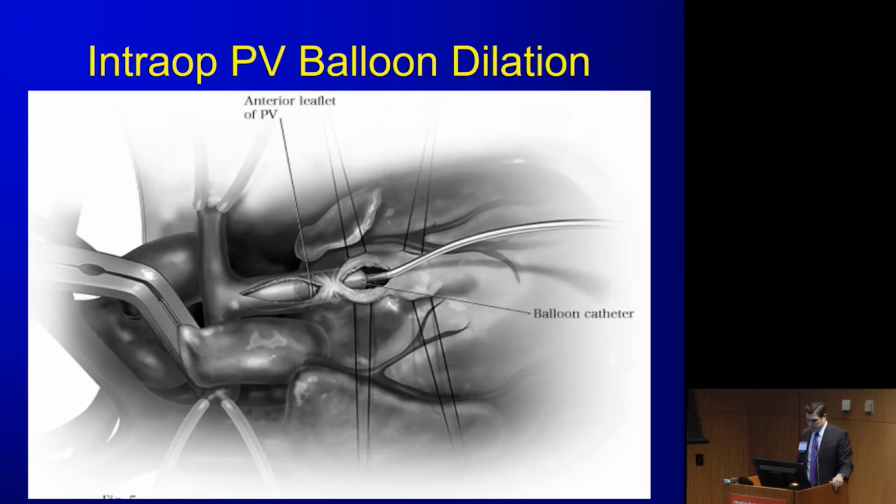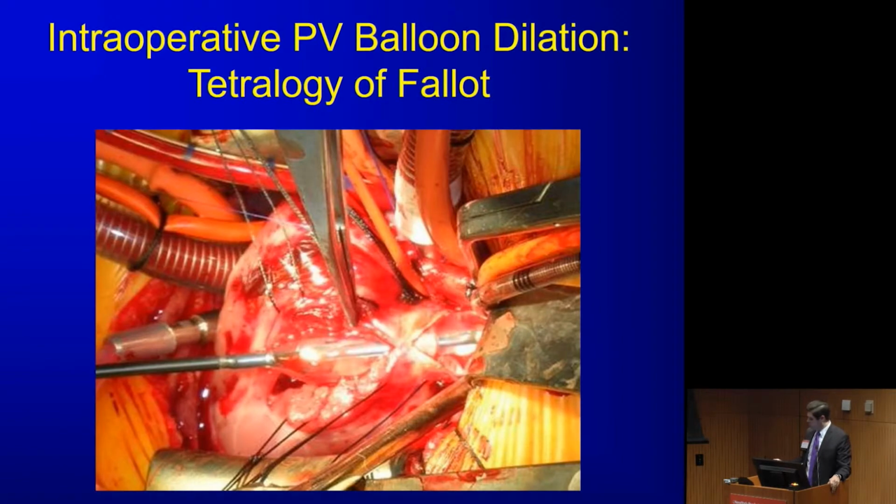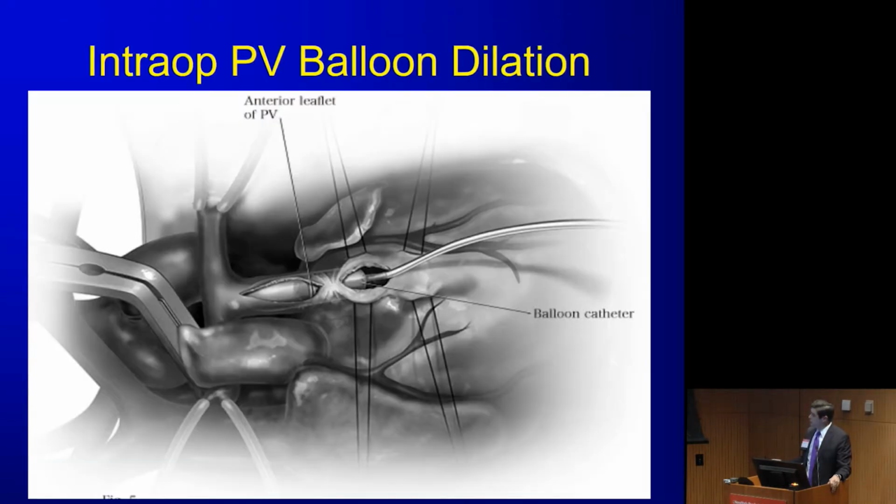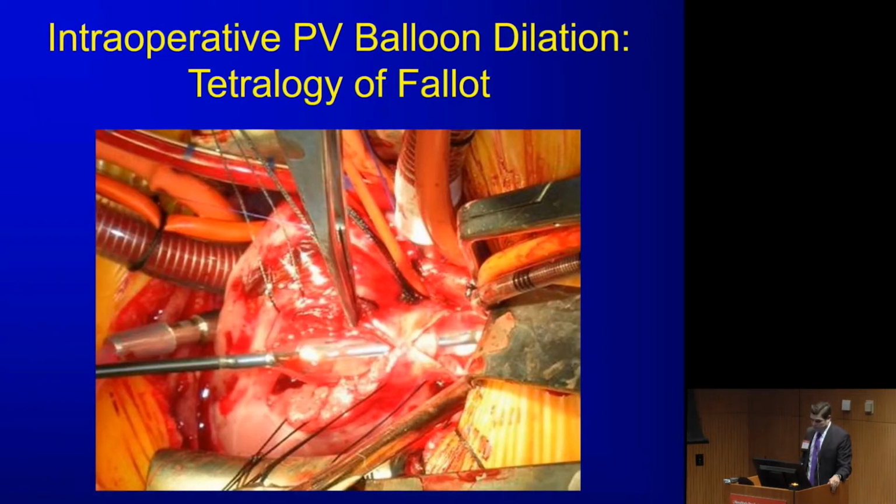Either way, this is a pictorial of that with the balloon being passed from the RV through the pulmonary valve into the MPA and dilating that annulus. This here is an actual photograph of this happening. Just to orient you, the head is now over here and the feet are down here, so this is being passed through the pulmonary valve annulus intraoperatively.